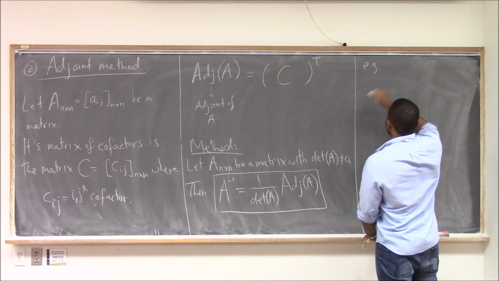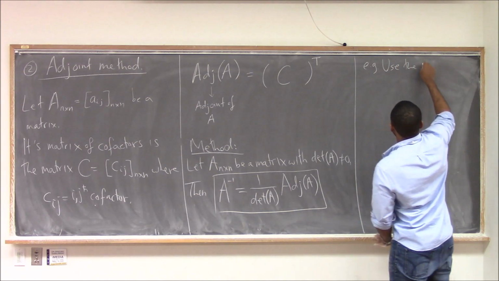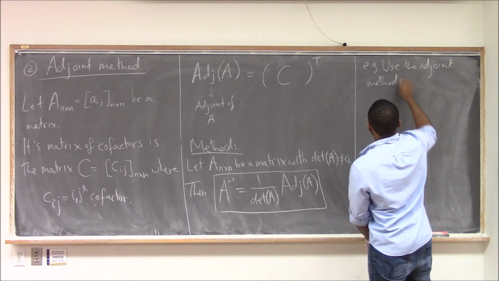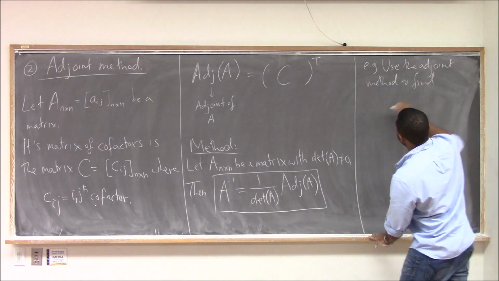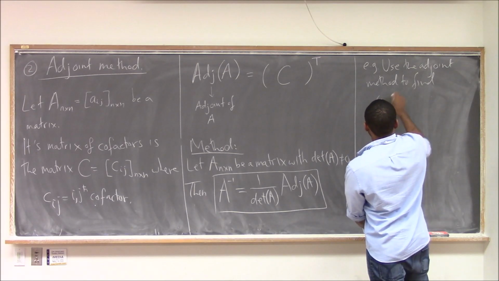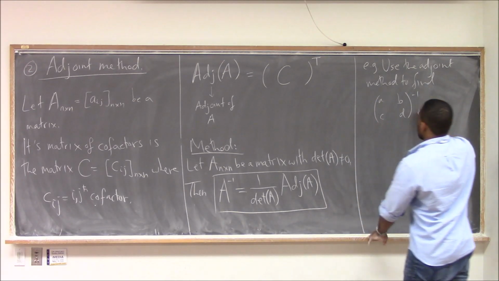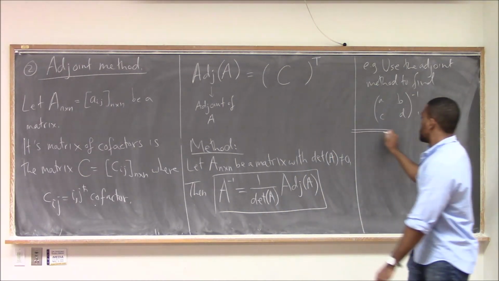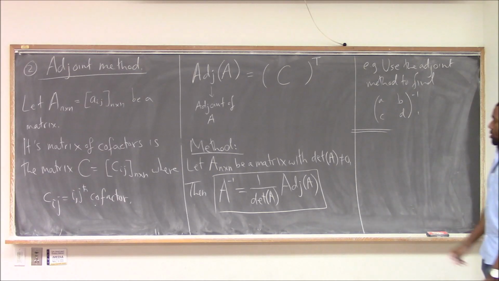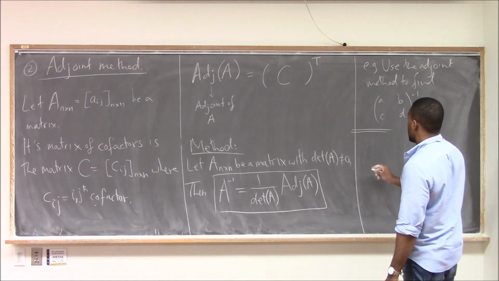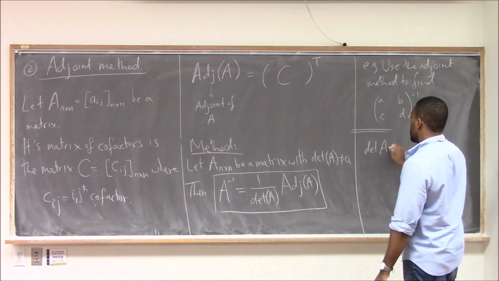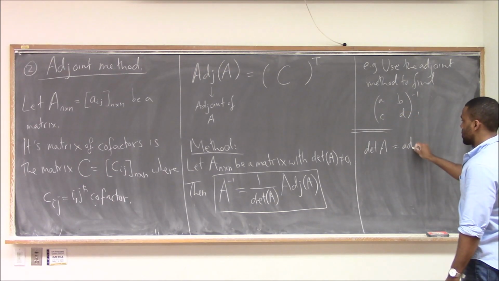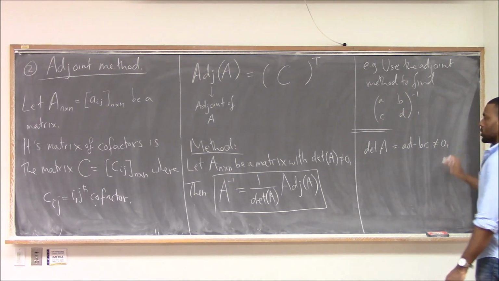Example. Use the adjoint method to find the inverse of the matrix with entries A, B, C, D. First of all, the determinant of that guy is going to be what? AD minus BC, which I would assume is not 0.